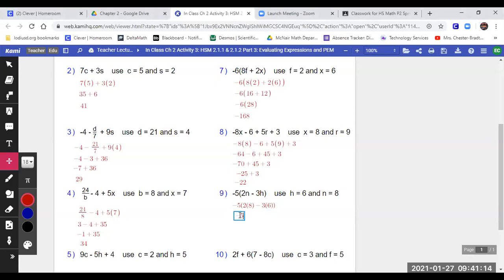So -5 doesn't change. 2 times 8 is 16. And then it says -3 times 6, which is -18. So remember, we do not, and then we close it. Okay. So according to the operations, what comes next?